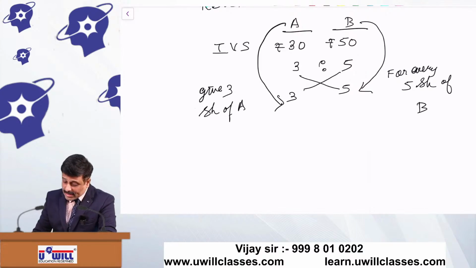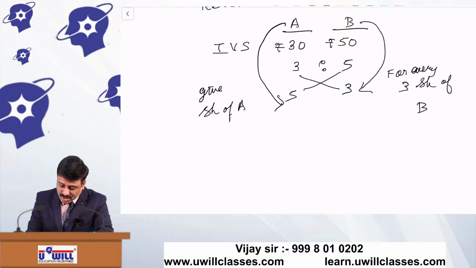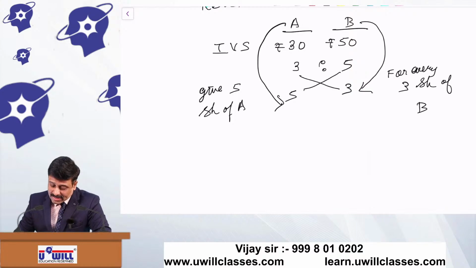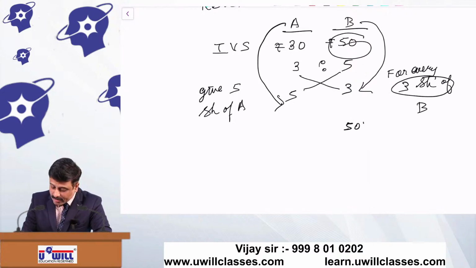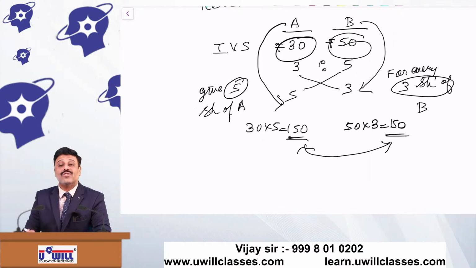Why will we do it? Understand it. Sorry, reversing the ratio means it will become 3:5. For every 3 shares of B company, give 5 shares of A company. Now, why do we do this? What will be the value of 3 shares of B company? 50 into 3, 150. And we will give them 5 shares of A company. What will be the value of 5 shares of A company? 30 into 5, 150.